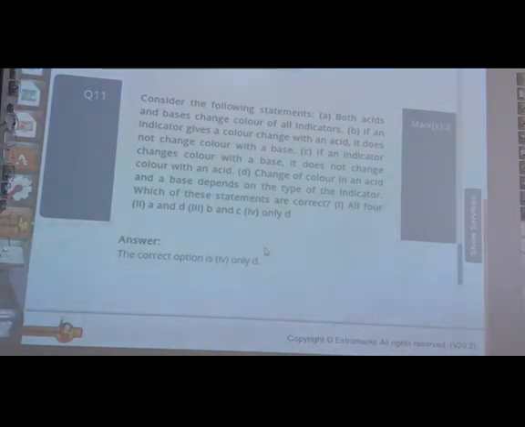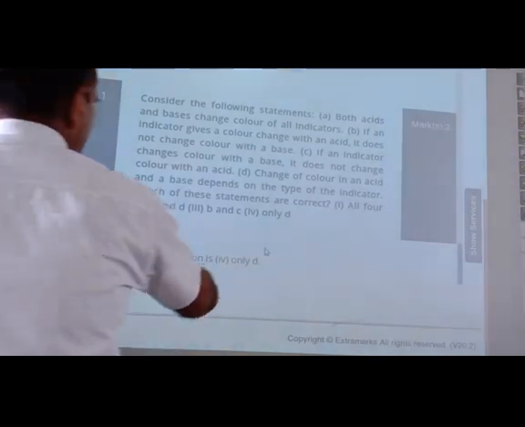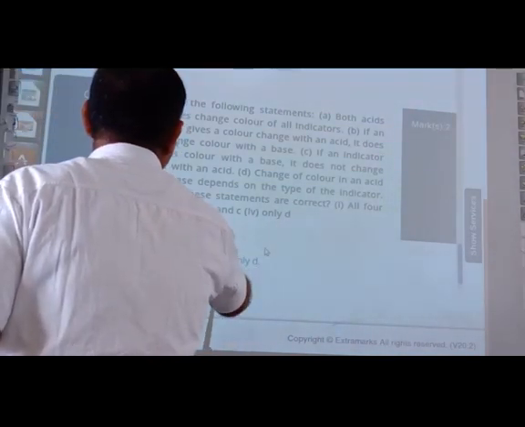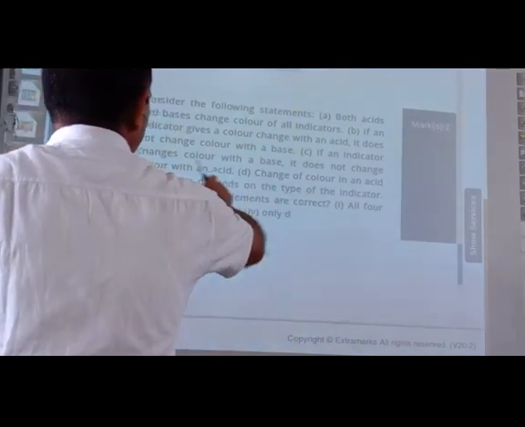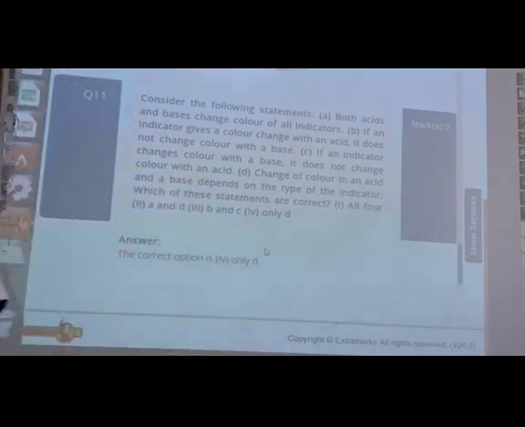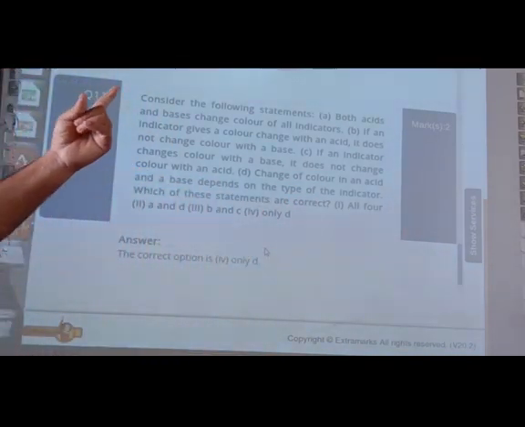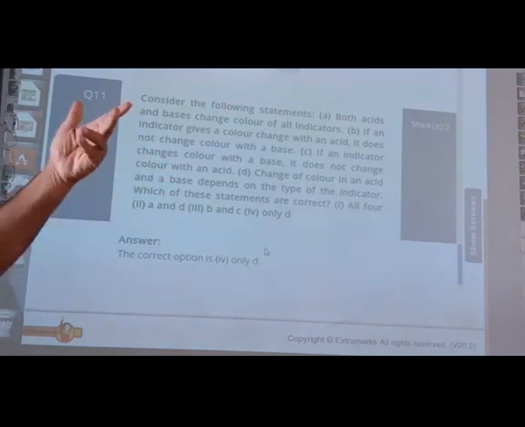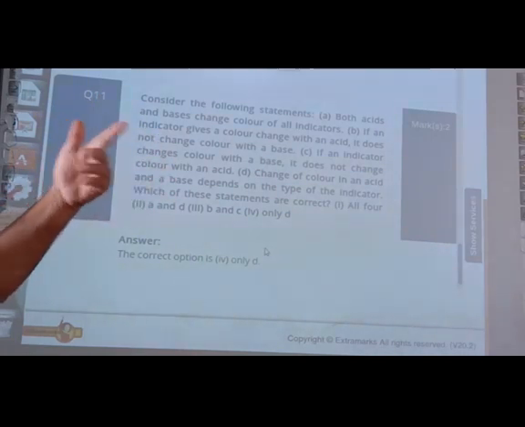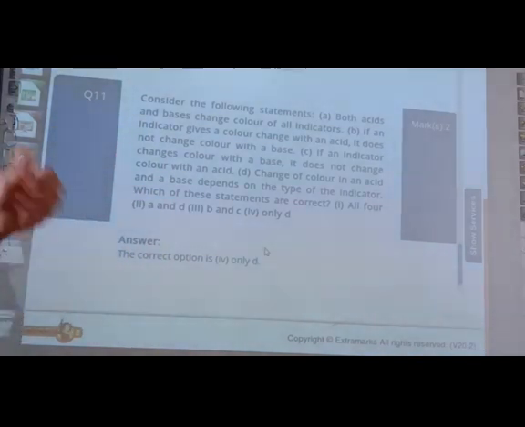Not all four, no. A and B. What is A? A is both acids and bases change color of all indicators. Okay, so the correct option is the fourth, only D. What does D say? Change of color in acid and bases depends upon the type of indicator. Just see. First statement says both acids and bases change color of all indicators. No, all are not changing. Like just see, turmeric indicator changes its color in basic medium, but in acidic medium remains as such.